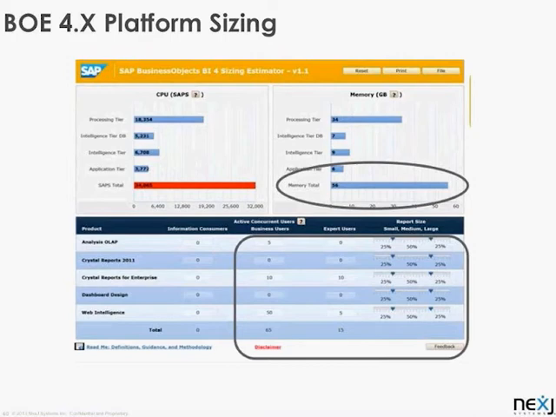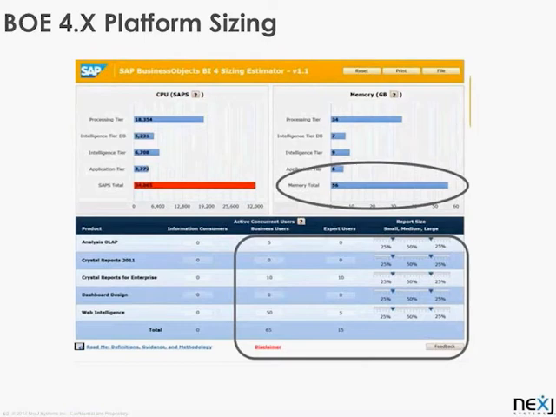So here you can see a screenshot of that app. Basically, I enter in my number of users and the average report size for each of the front-end tools, whether it's AOLAP, Crystal Reports, Dashboard Design, or Webby. And it will tell me the CPU and memory requirements for this particular type of environment. So, again, this is based on active concurrent usage.